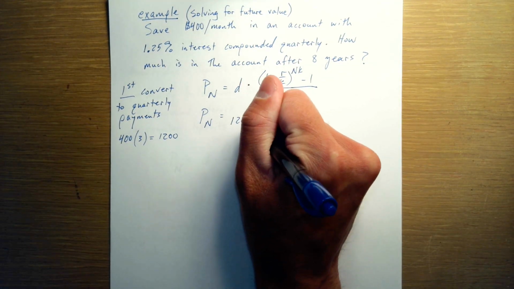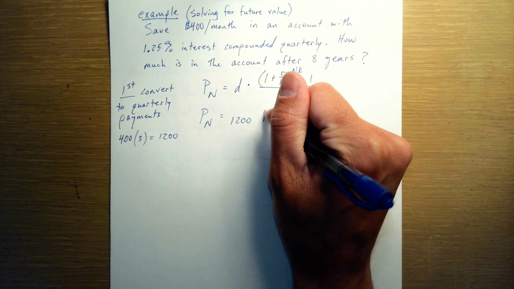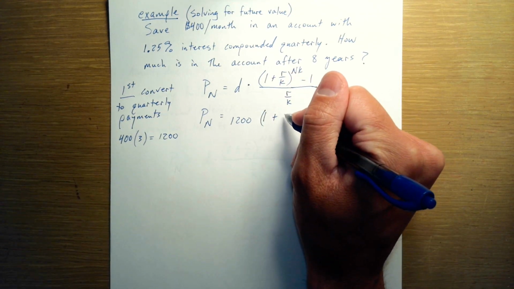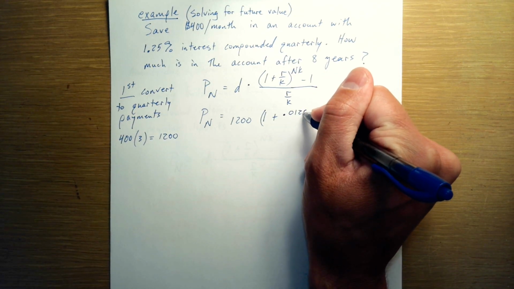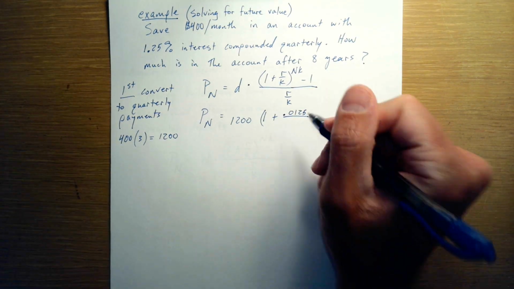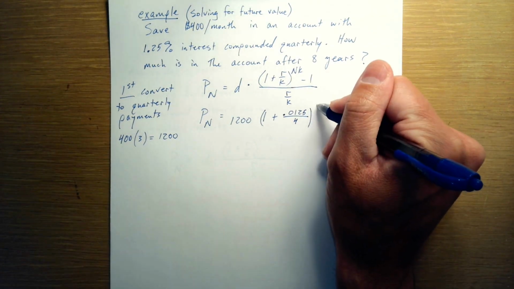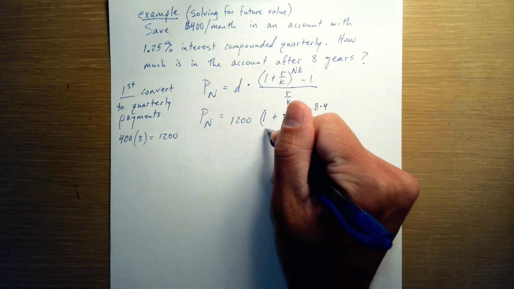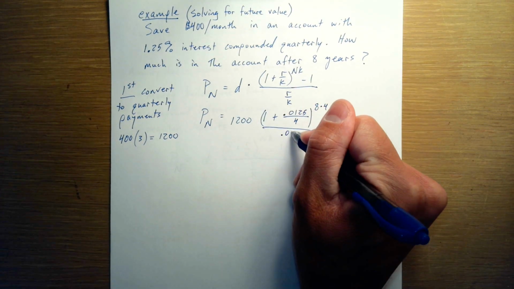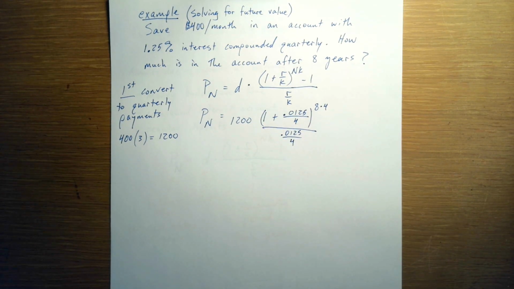So we have 1,200 is our deposit, and this is 1 plus r, where 1.25% is 0.0125. Compounded quarterly means 4 times per year. We have 8 years, and we compound 4 times per year, and then divided by this r over k expression. So this is what we need to plug in.